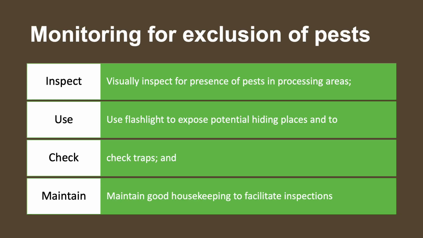So when monitoring for pests, visually inspect for presence of pests in processing areas. Use flashlights to expose potential hiding places and to check traps. And maintain good housekeeping to facilitate these inspections.